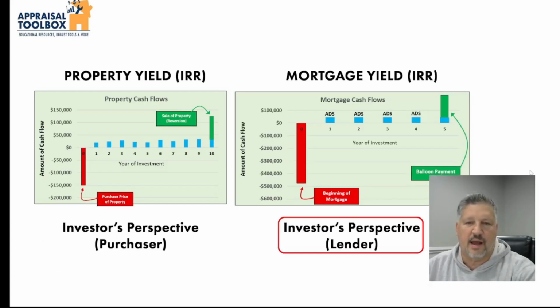So on the screen now, we have a chart that has the cash flows for the mortgage yield problem, which is very similar to the cash flows for the property yield. Why? Well, there's a negative cash flow in the beginning, and this is from the lender's perspective because the lender is the investor. And then there are a series of 5 cash flows, or what? Mortgage payments, annual debt service, followed by the green reversion bar that occurs at the end of the 5th year, and that's what? The balloon payment.